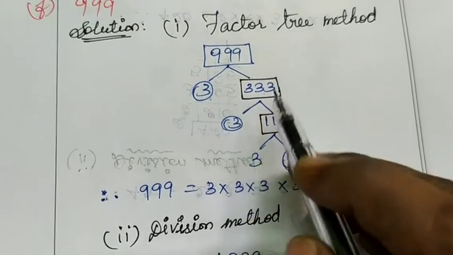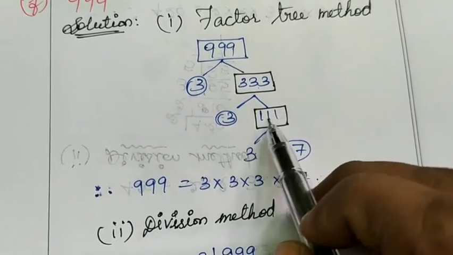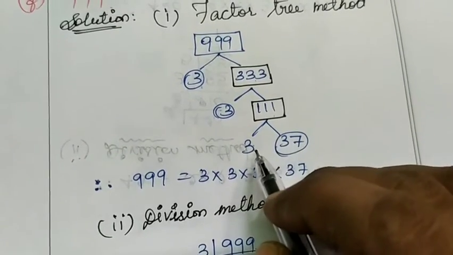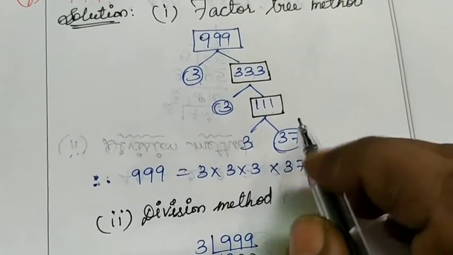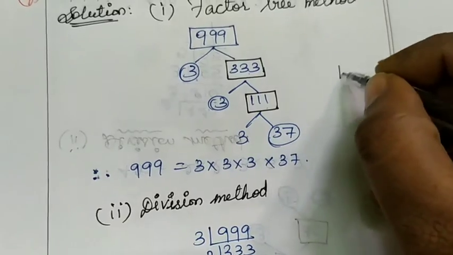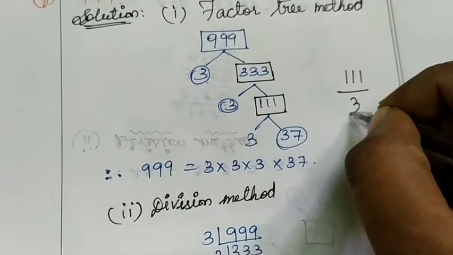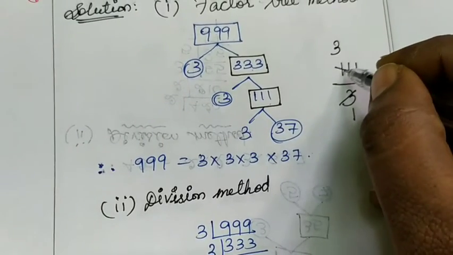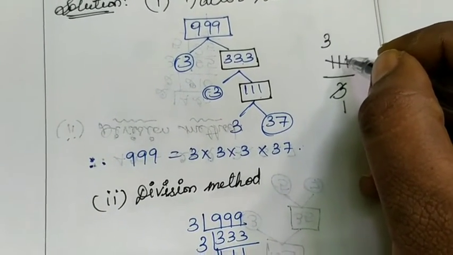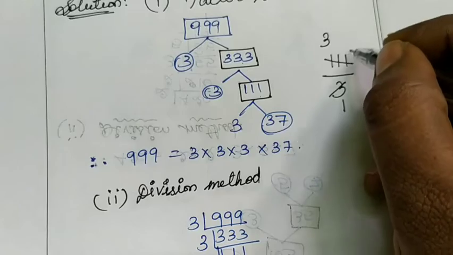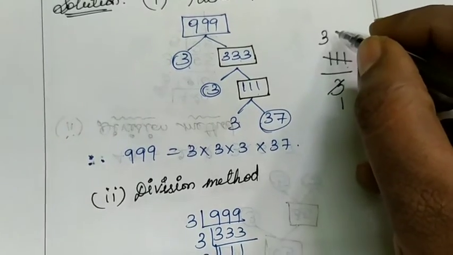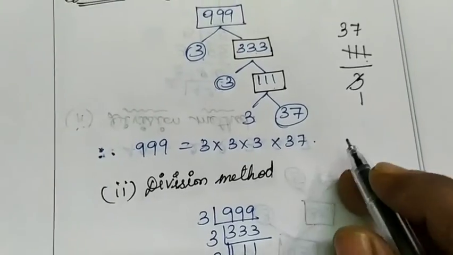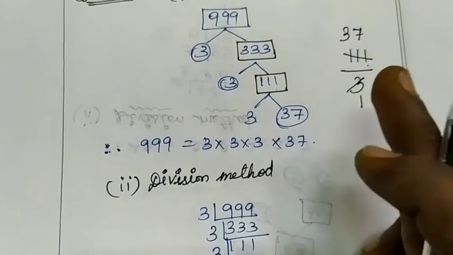So next, again we take the 3 table, 111. So next 111 also comes in the 3 table, so 37 times. Okay, so how? See this, divide by the 3 table, 1 3 is 3. Here 3 threes are 9, balance 2, we have 21. Okay, this number changes into 21. 7 threes are 21, so we get 37. So 37 is also a prime number, so we stop here.